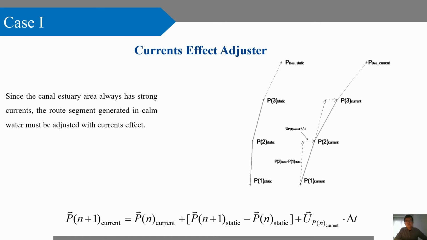With the process mentioned above, we can generate a suitable path in calm water. Then we create a current effect adjuster to tune the route according to the current condition in different areas. As the picture shows here, we stretch the calm water route by the current speed to generate a new route. We want to make sure the ship has enough ability to resist the current's effect when tracking the new route.